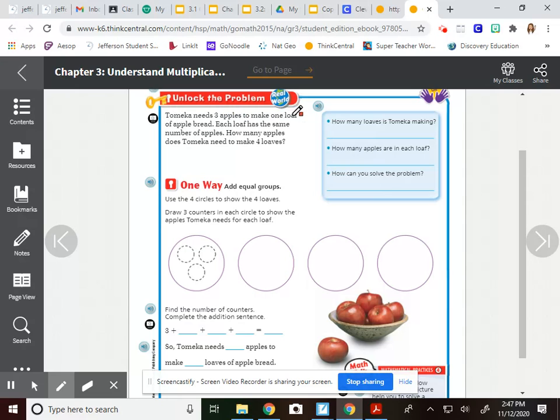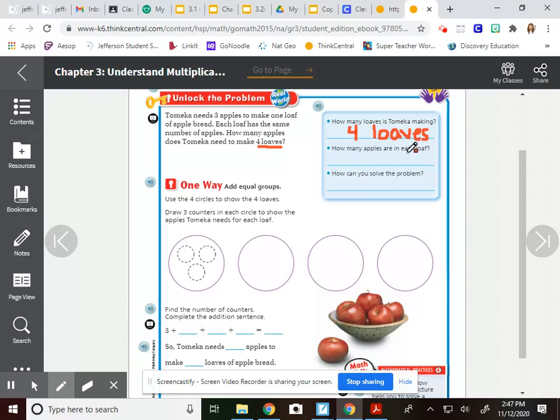Tamika needs 3 apples to make 1 loaf of apple bread. Each loaf has the same number of apples. How many apples does Tamika need to make 4 loaves? So she's making 4 loaves of bread. Okay, so we go right back into the problem to find the answer to the question.